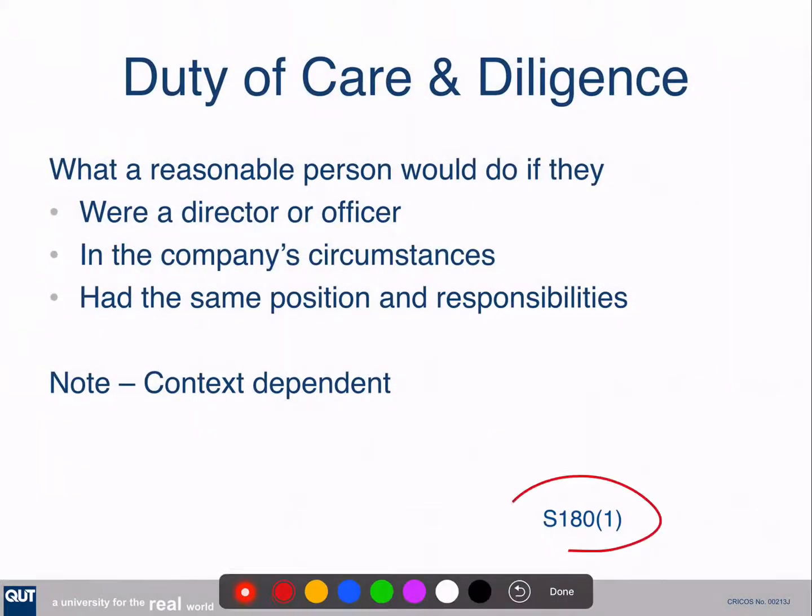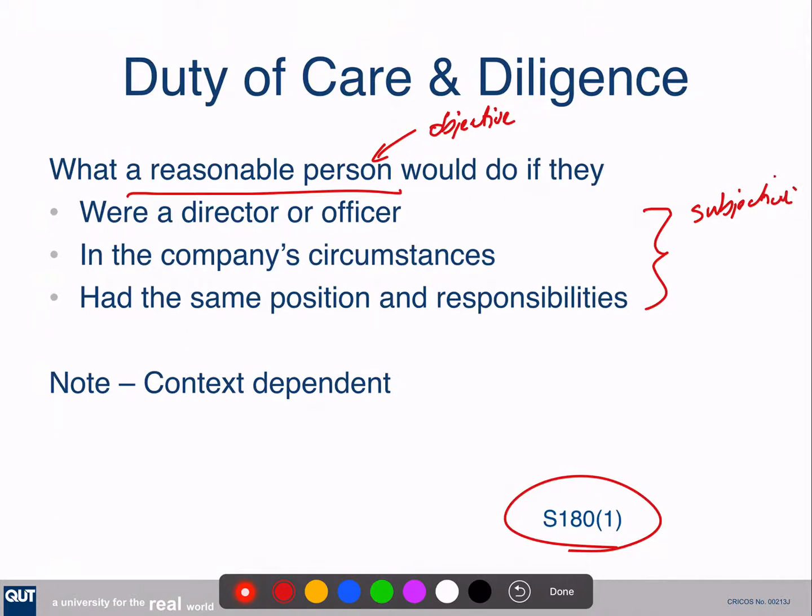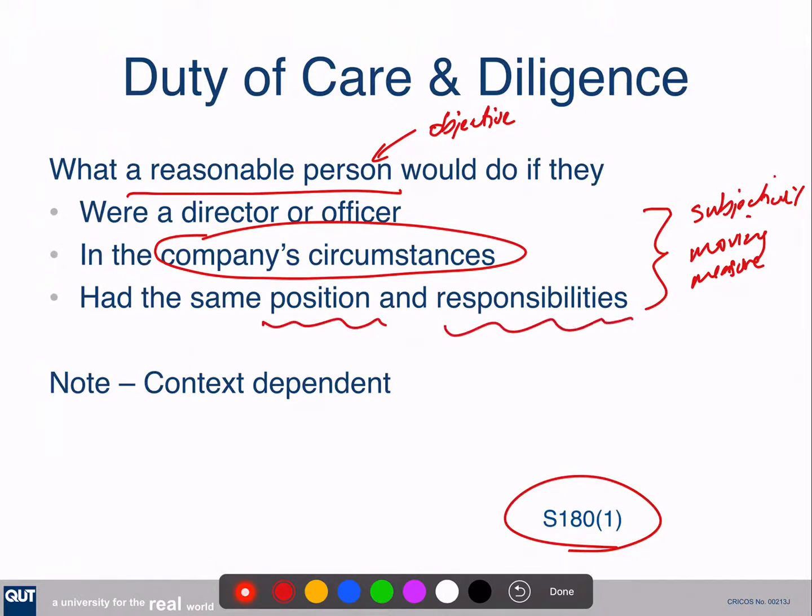The actual test for care and diligence is set out in section 180 subsection 1. And what we can see is that it's a reasonable person test. That means it's an objective test. It's not about what that director thought they should do, which would be a subjective test. It's an objective test. But notice that it's an objective test, but for want of a better term, with a kind of subjective or moving kind of measure of what care and diligence is, because it's what a reasonable person would do if they were a director or officer in the company's circumstances holding the same position and responsibilities.